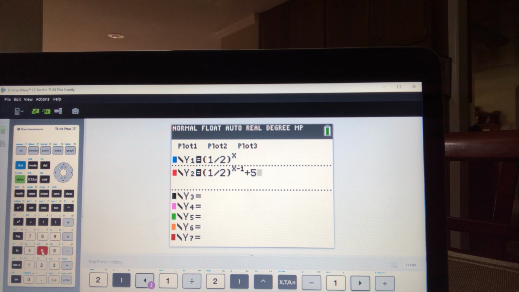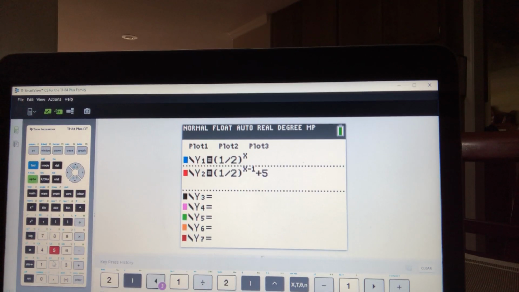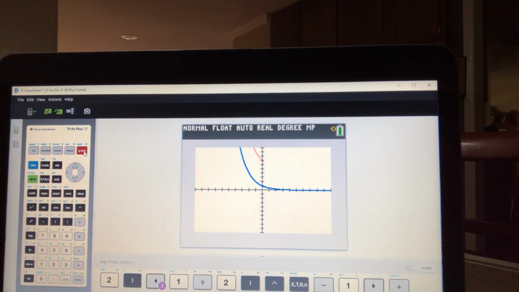So jot that down, that there would be a shift right 1 and up 5. Your homework will be kind of like that. Okay, so if you check out the graphs now, here we have this. So you'll see that the second graph is shifted up, so that's 5 spaces. That means that your asymptote this time is going to be on 5.